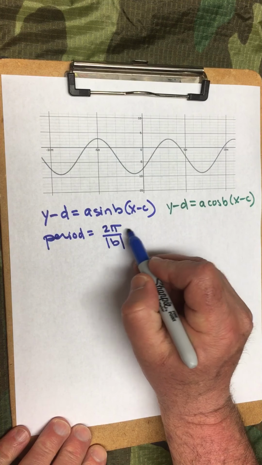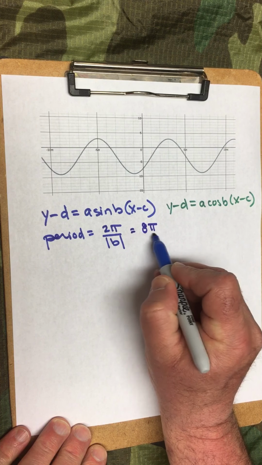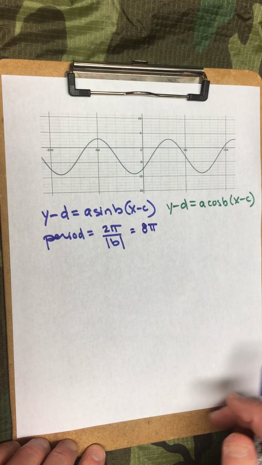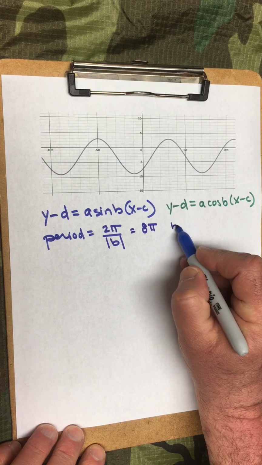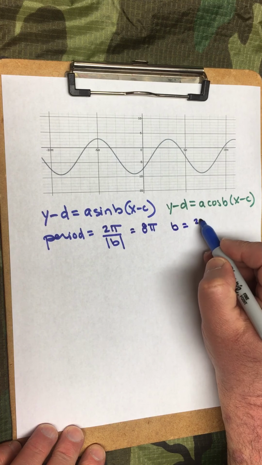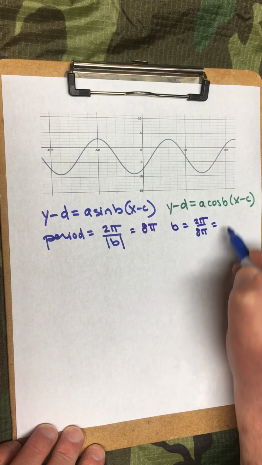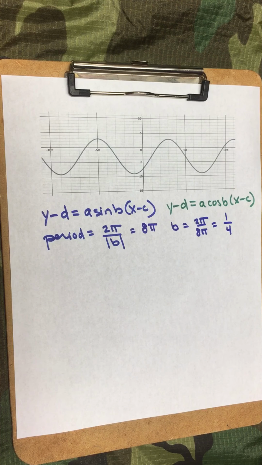So teammates, I can set 2 pi over b equal to 8 pi because I know this is the period, right? This is nothing more than direct substitution. And solving for b, teammates, I'm going to have b be represented by a positive number. When we have 2 pi divided by 8 pi, and when I simplify this fraction, it looks like I get the fraction 1/4. So friends, of my 4 variables, a, b, c, and d, I've got one of them.